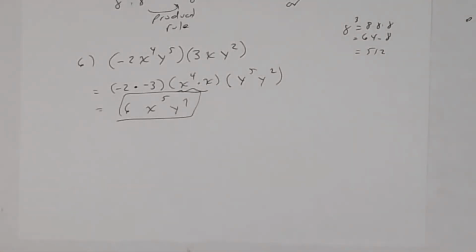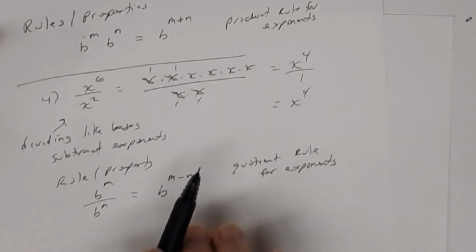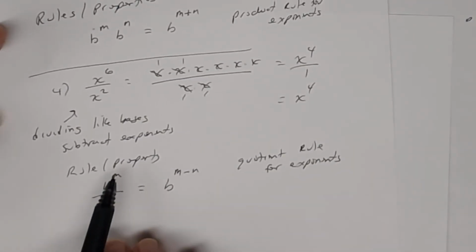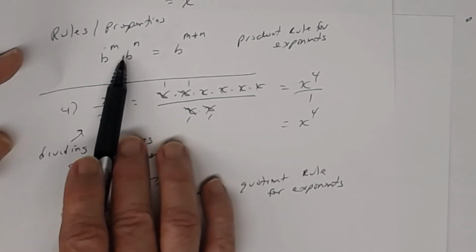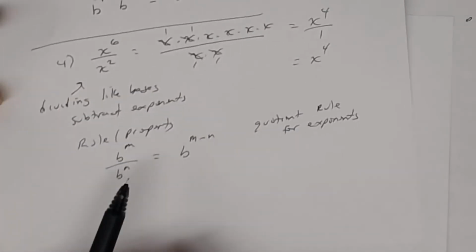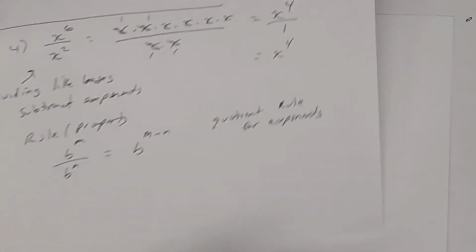Okay, let's look at number 7. Okay, so number 7, let's suppose we had this. Now, be a little bit careful how you think about that. So remember, our two properties are the product rule and the quotient rule for exponents. So notice when I multiply like bases, I add exponents. Those bases have to be the same, right? When I divide like bases, I subtract exponents.